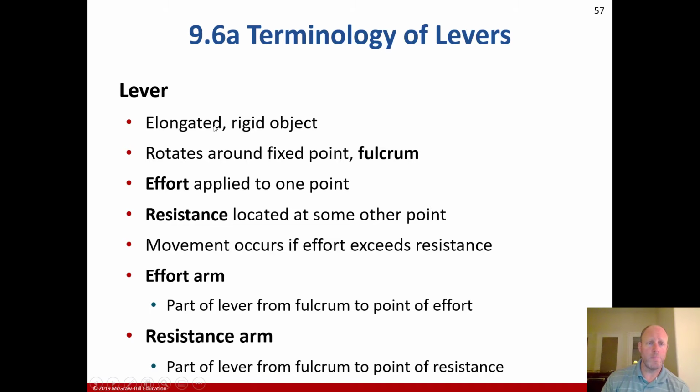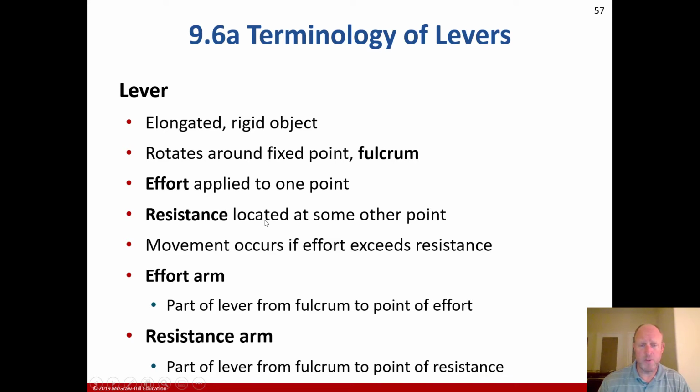Now, a lever is simply an elongated rigid object. It rotates around a fixed point, around a fulcrum. The fulcrum technically is the joint. We're talking about motion here. Effort is what is applied to a given point or location in space. From the standpoint of effort, the body, the muscle always supplies the effort. Okay? Muscle always supplies effort. We'll revisit this again, of course, when we get to muscles shortly as well.